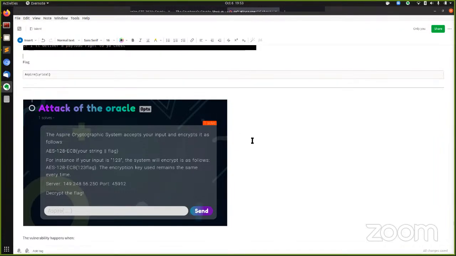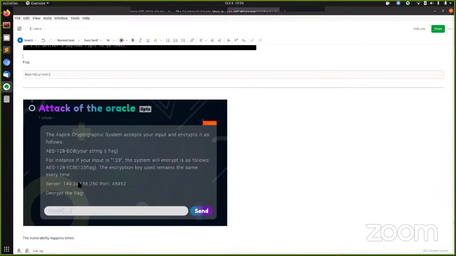The Aspire cryptographic system accepts your input and encrypts it as follows. So you provide a string, it concatenates it with a flag. Once you provide it data, it appends the flag to your data. After that, it encrypts the data for you and gives you the result. So you don't know the key, you just send data to the system, and the system encrypts the data and shows it back to you.